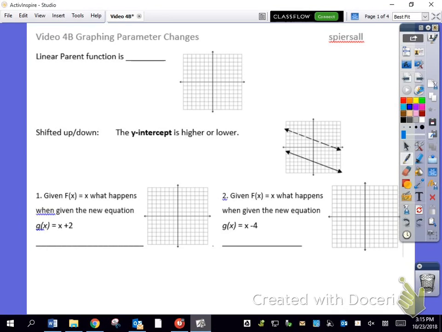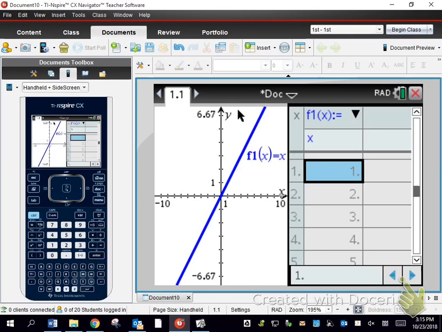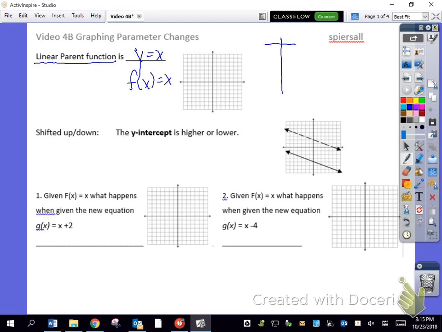So when we're looking at parameter changes, an important thing is that the linear parent function is y equals x. That is the same thing as f of x equals x. If I were to graph that, f of x equals x, enter, Control T, it's (1, 1), (2, 2), (3, 3). So we are going to graph that. Okay, this is my parent function.